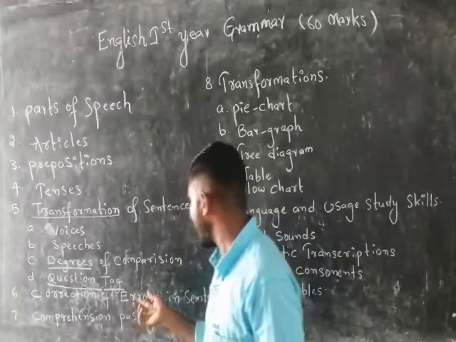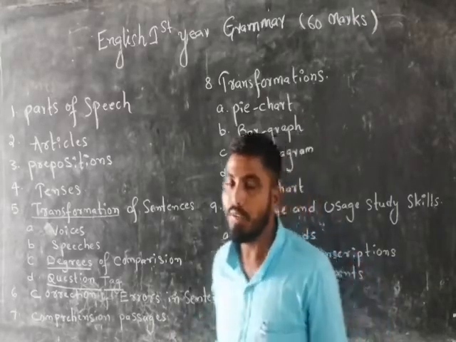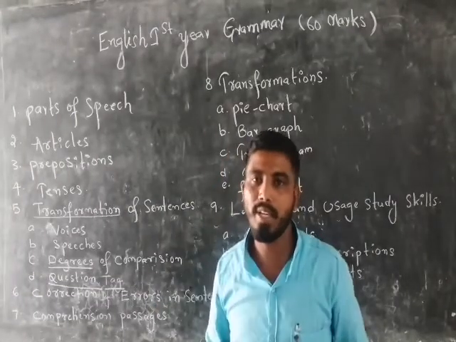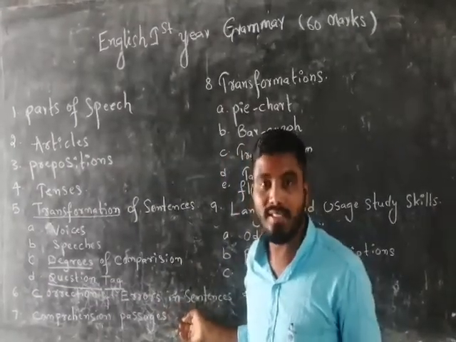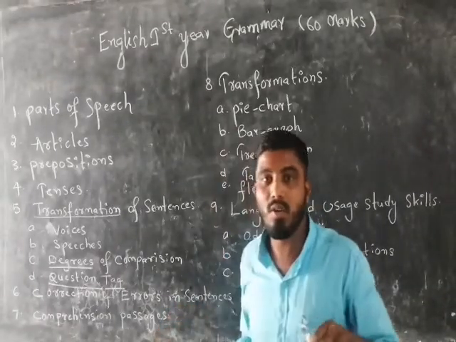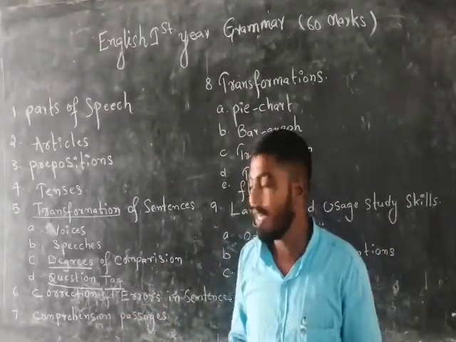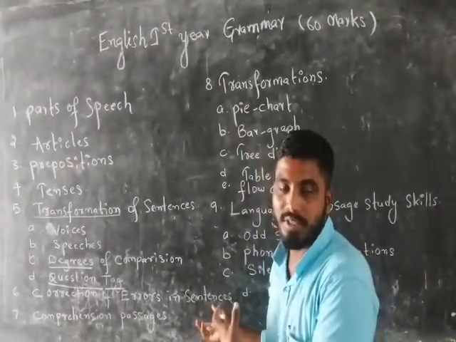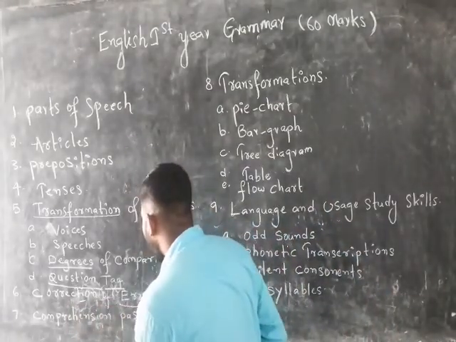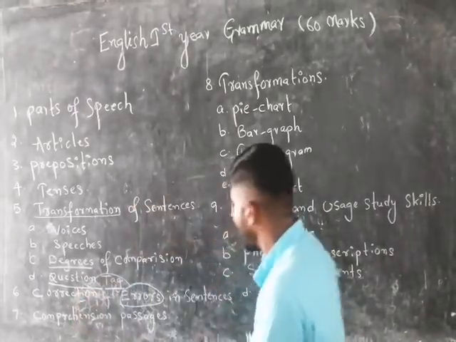Next one, correction of errors in sentences. If you want to learn correction of sentences, you must have command of all the grammar. Why? Because in the examination, the examiner can ask from the entire English grammar, whatever it is, no one can expect. The correction of sentences is nothing but correction of errors. Errors mean mistakes. Mistakes will be corrected by us in the sentence.